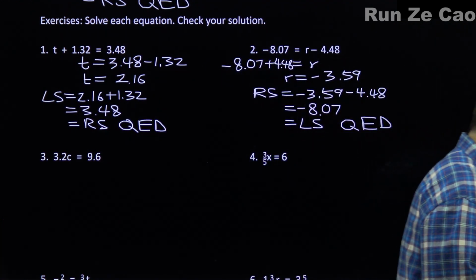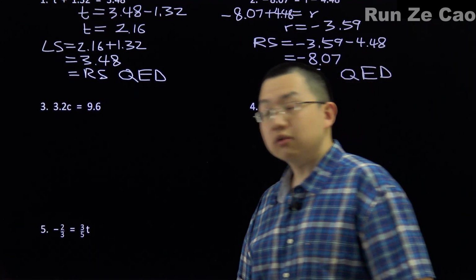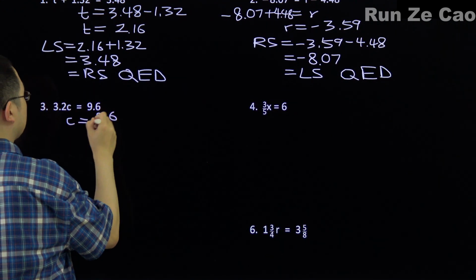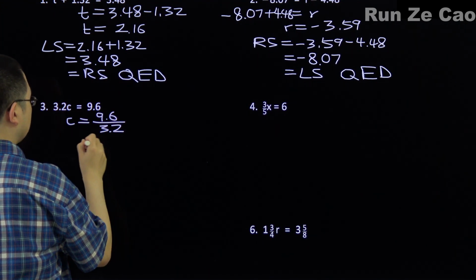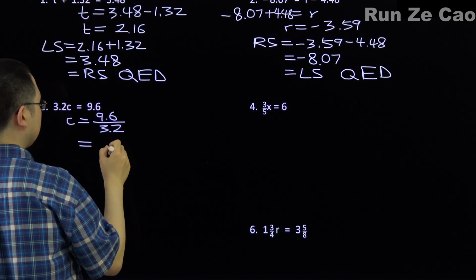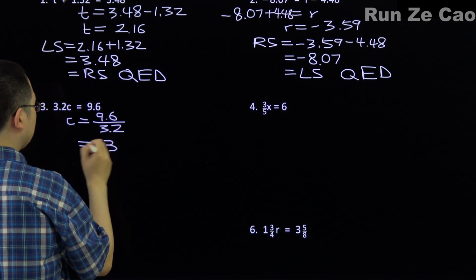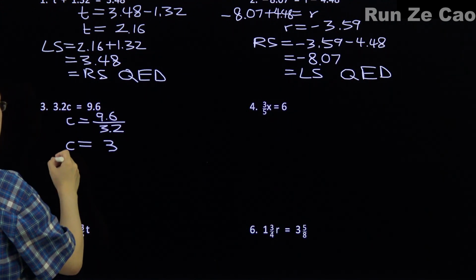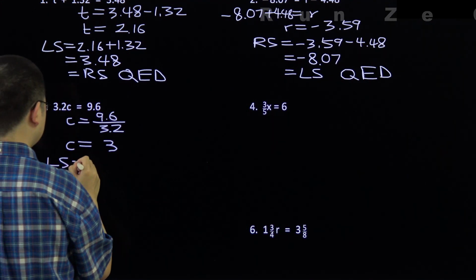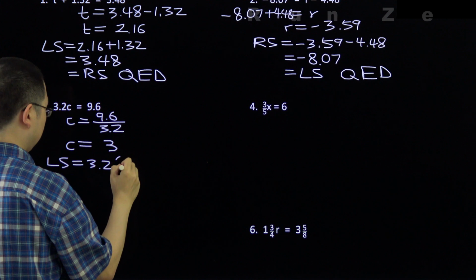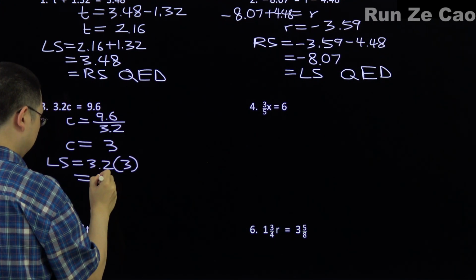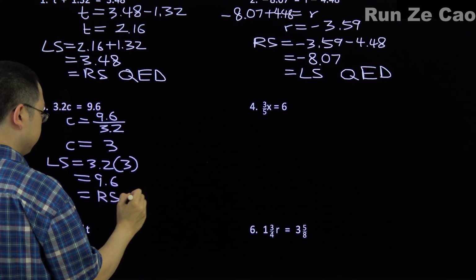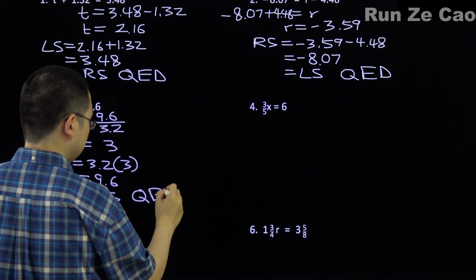Great. What about 3.2c is equal to 9.6? Well, c is equal to 9.6 divided by 3.2. Okay, so we divide both sides by 3.2 and we end up with c equals 3. Okay, then let's check if this is true. Left side is equal to 3.2 times 3, which is equal to 9.6. So it's equal to the right side. QED. Hurrah!